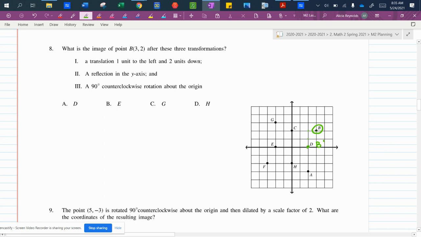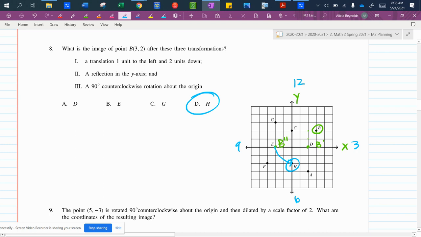If I reflect across the y-axis, make sure we know that that's x and this is y. So if I go across, that puts me here at E. So that's B double prime. Counterclockwise. So if we're thinking about a clock, if this is noon, this is 3, 6, and 9. So if I'm going backwards, that's this direction. That would put me here.